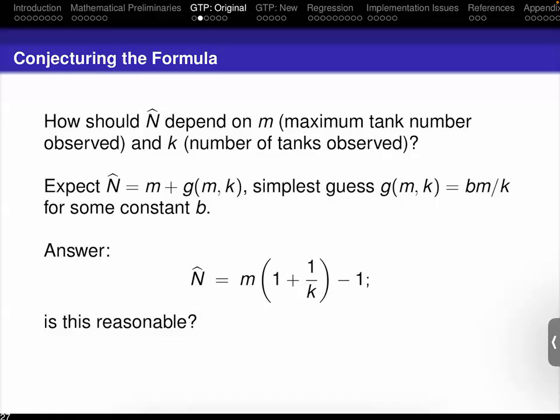And so here, if we observe all n, then we know m has to be n. There's no way around it.